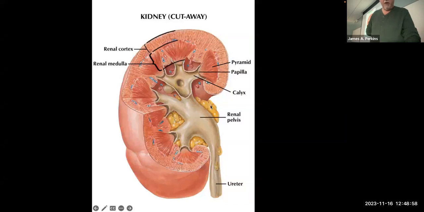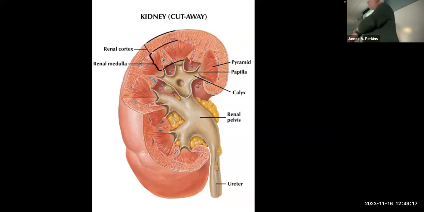The renal pelvis sits right in the hilum of the kidney, right about the same point where the renal artery and vein are entering into the kidney. The renal pelvis then leads into the ureter itself, and then that ureter continues all the way down to the urinary bladder to bring urine from the kidney down to the bladder.